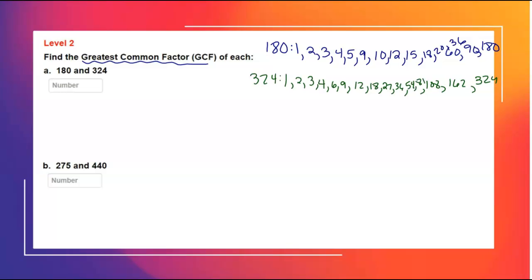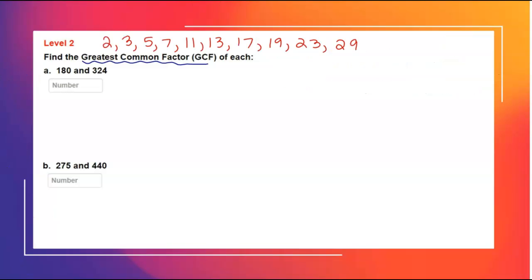And then you look for the greatest common factor. What factor do they have in common that's the biggest? So I don't see a 324 or 162 or 108. I don't see an 81 in 180. Don't see a 54. 36. Oh, I see a 36 right here. So I'm guessing the answer is 36, but that takes a lot of time.